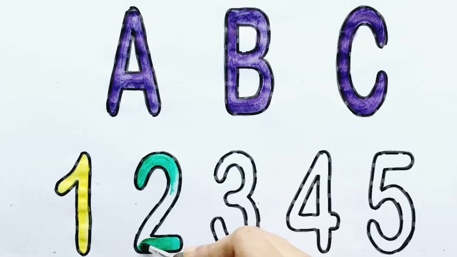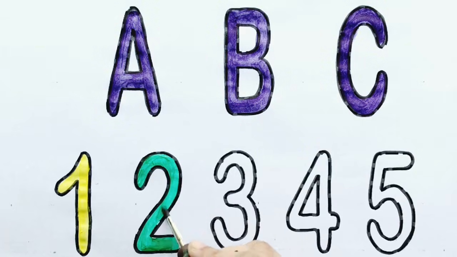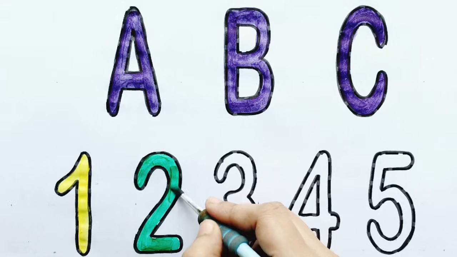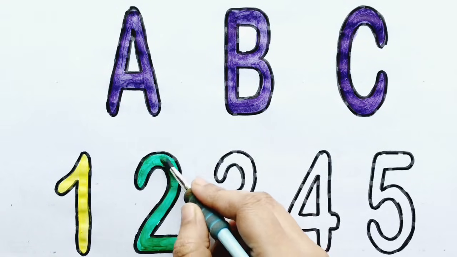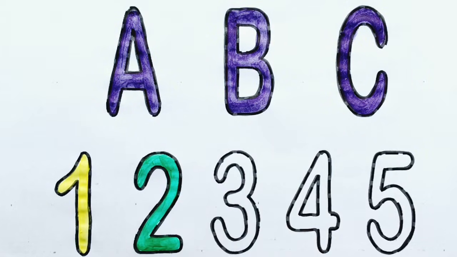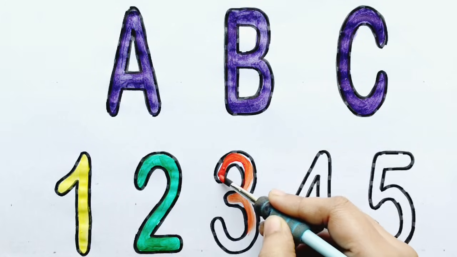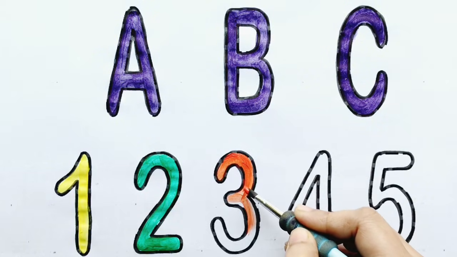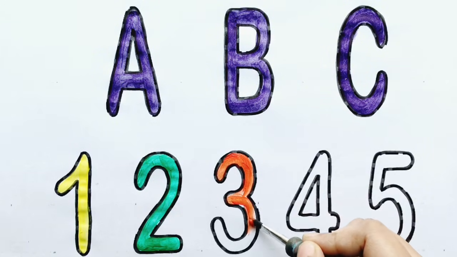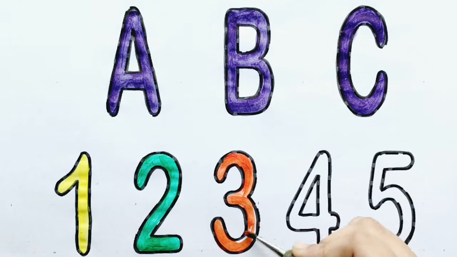1, 2, 3, let's go. A, B, C, count the rhythm and 1, 2, 3, we're singing all together. Orange color number 3. A, B, C, count the rhythm and 1, 2, 3, we're singing all together.